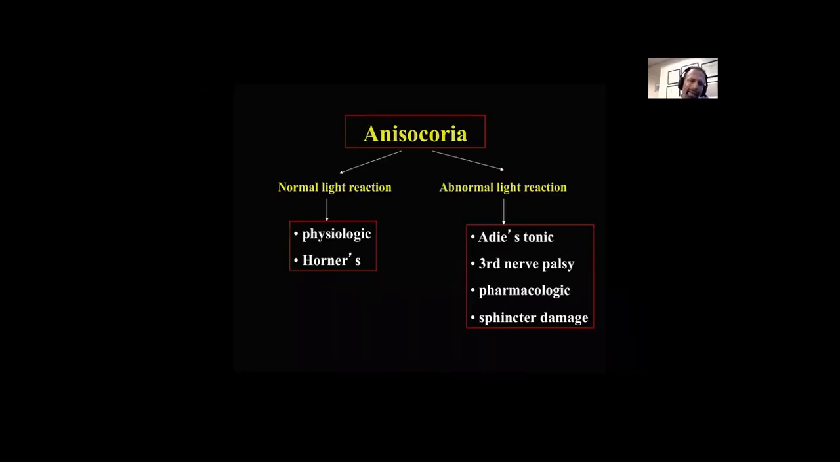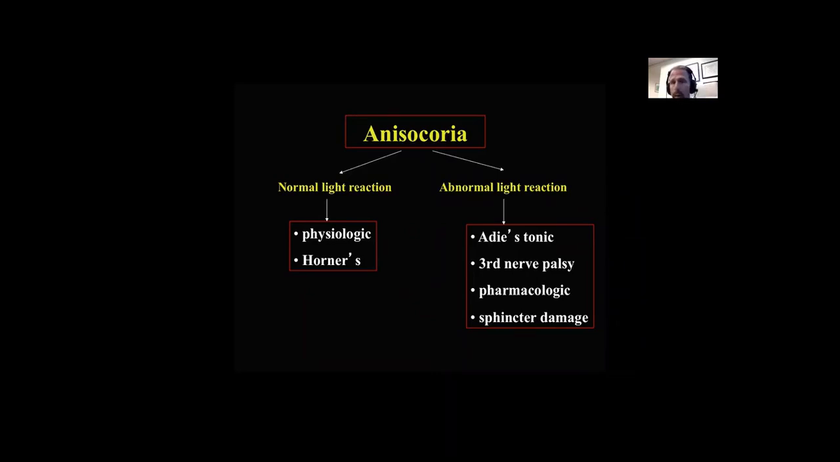So this is not an exhaustive list of the causes, but these are the 6 things that are probably by far the most common things I'm going to see in somebody with anisocoria. And it's pretty straightforward. Once you know these are the things you're looking for, the first step is, of course, how do the pupils react to light? If there's a normal light reaction, then it may be physiologic, which means there's just a normal difference in the size of the pupils, or it could be Horner syndrome.